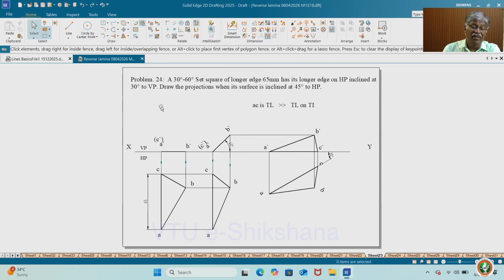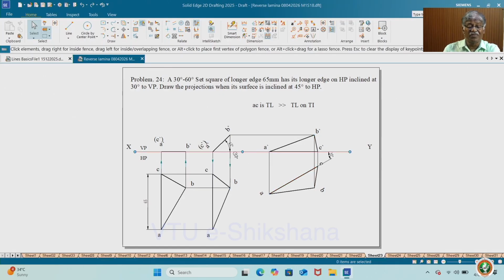Now let me take a 30 degree 60 degree set square of longer side 65 mm, with its longer edge on HP, inclined at 30 degree to VP. Draw the projections when the surface of the lamina is inclined 45 degree to HP. See, the surface of the lamina is inclined 45 degree to HP. The longer edge, that means 65 mm, is on HP, here CA. Again the same edge is inclined at 30 degree to VP.